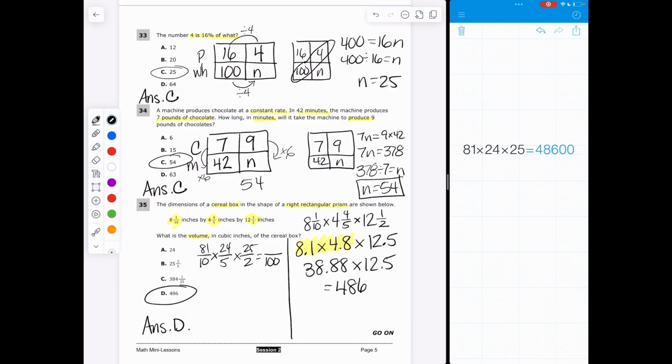81 times 24 times 25 is 48,600, and then I would have just divided that by 100. 48,600 divided by 100 would have been 486. All right, hit pause and jot this down into your notes. We have one more multiplication problem left.